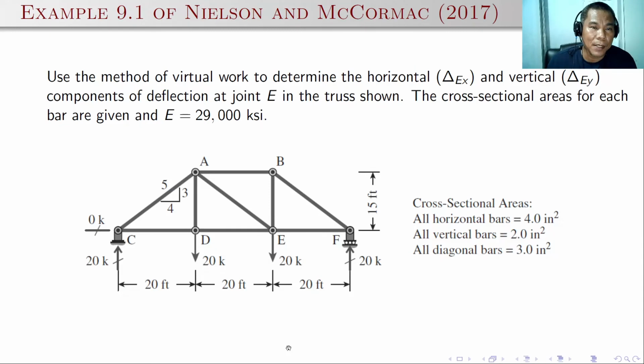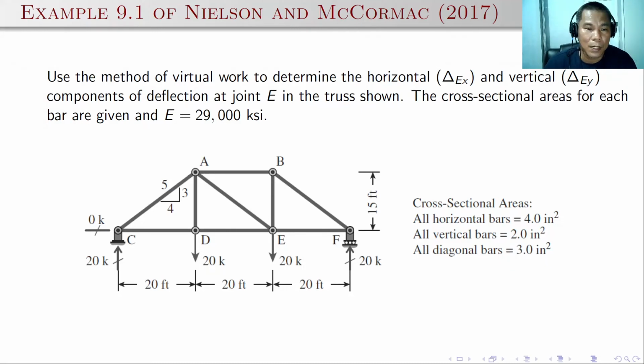So here is an example taken from Nielson and McCormac. Use the method of virtual work to determine the horizontal and vertical components of deflection at joint E in the truss below. The cross-sectional areas for each bar are given. That is, all horizontal bars 2.0 in square, all vertical bars 2.0 in square, all diagonal bars 3.0 in square, and the modulus of elasticity is 29,000 ksi.